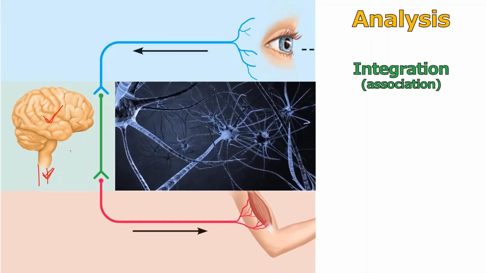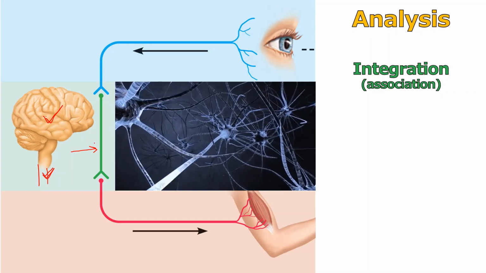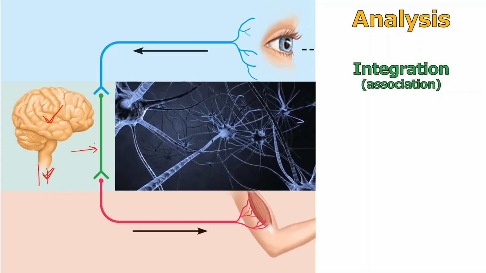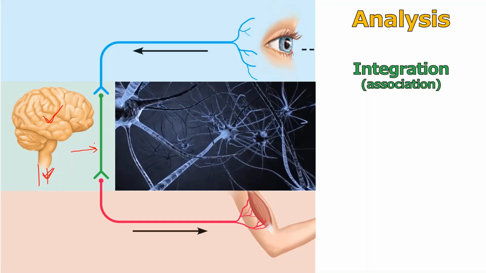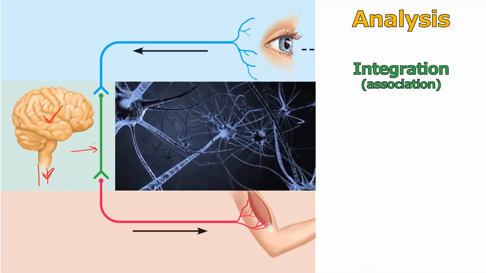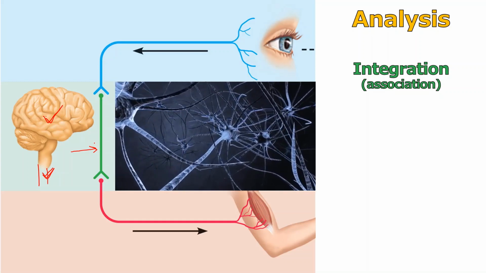And sometimes this green neuron that's stuffed in the central nervous system will be called an interneuron, but it doesn't have to be present at all. You could go straight from blue to red, as we'll see later, but for now we're going to keep it as simple as we can.